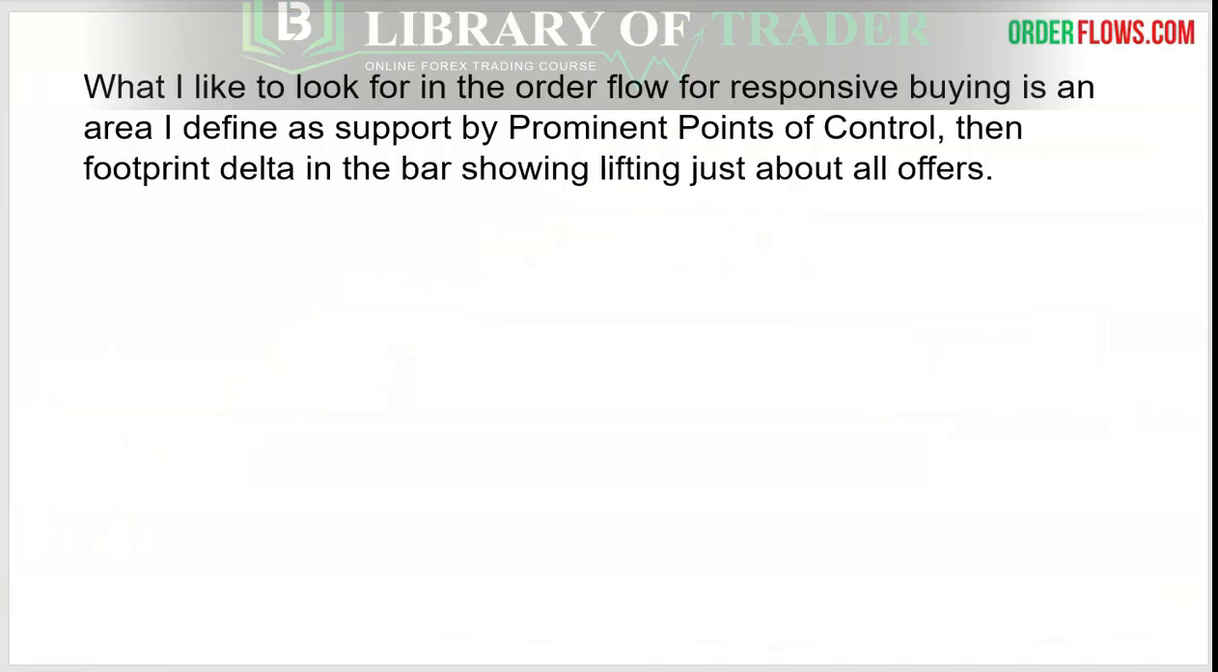So what I like to look for in the order flow in responsive buying is an area defined as support, again, by prominent points of control, by the point of control. It doesn't necessarily have to be a prominent point of control. Don't get your head around, oh, Mike says it has to be prominent points of control. No, if it's a point of control that matters, or several points of control lined up right around, that's the same thing. And this time look for the delta footprint to be showing all the offers getting lifted.